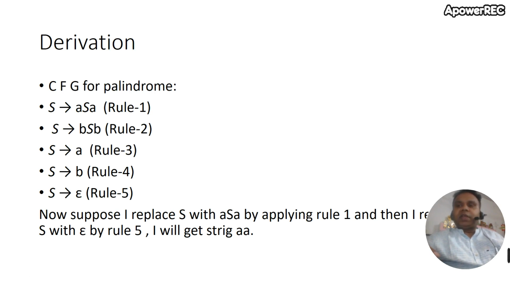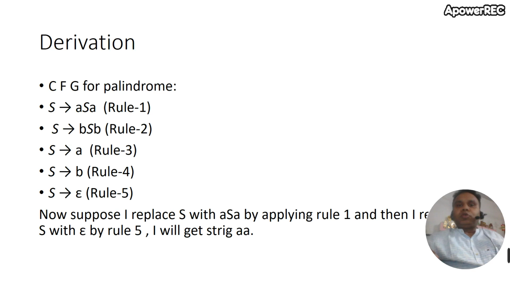The first rule says that S can be replaced with ASA, rule 2, S can be replaced with BSB, rule 3, S can be replaced with A, rule 4, S can be replaced with B, and S can be replaced with epsilon, which is rule 5. Epsilon means empty, null string. Nothing is there. Now this is a context-free grammar for a palindrome.